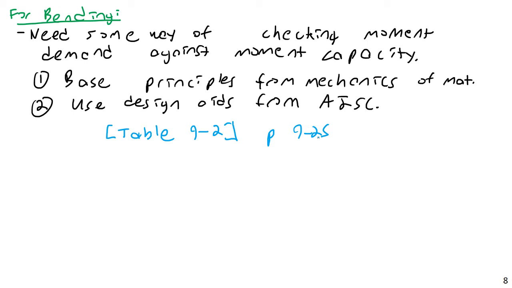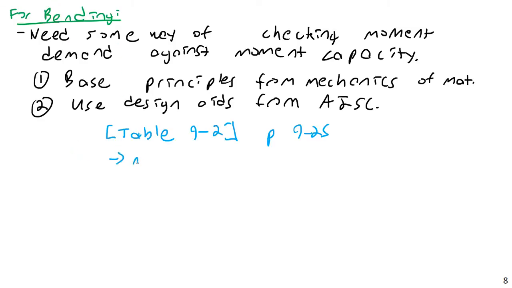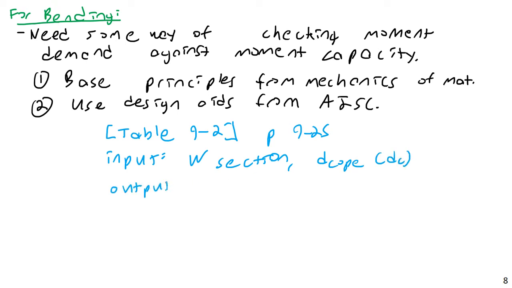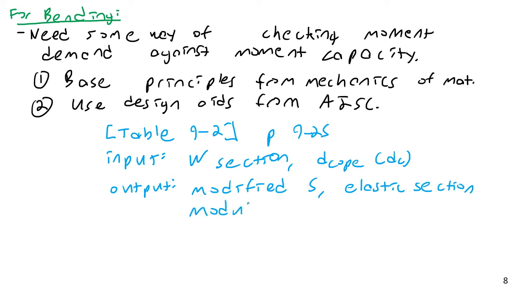And on this table, you'll find a variety of factors, a variety of calculations. Basically, your inputs are your section and the geometry of the cope, and it will tell you the modified section modulus. So maybe I can do an input-output form. Input will be W section and the depth of the cope, or dc in this case, and the output will be a modified elastic section modulus, S. You can then use this to calculate bending moment capacity as we have done previously.